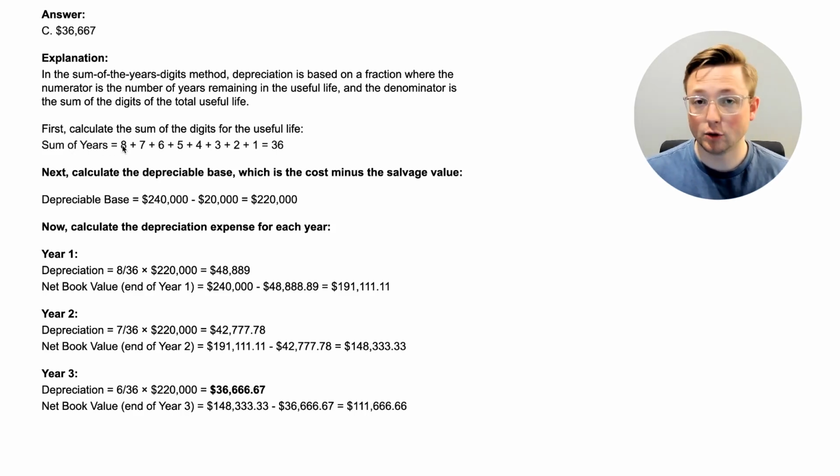In year 1, there's still going to be 8 years left. In year 2, there's still going to be 7 years left of depreciation. In year 3, there's still going to be 6 years of depreciation left, and so on. So 8 plus 7 plus 6 plus 5 plus 4 plus 3 plus 2 plus 1. So you add all the years up, and that gives you 36 as the denominator.